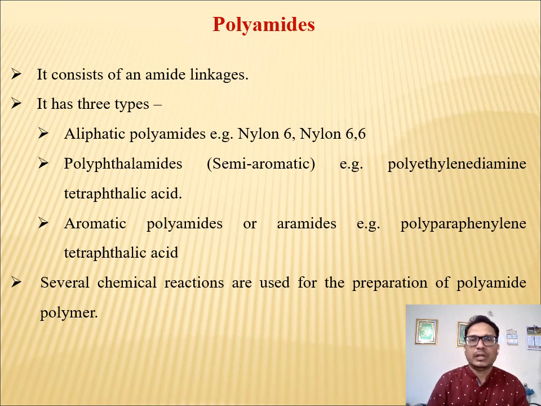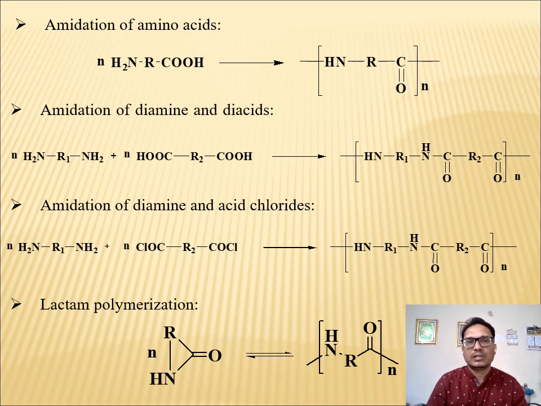The next polymer is polyamide, and it consists of amide linkages. It has three types. The first type is aliphatic polyamides. Second is polyphthalamides, which are also called semi-aromatic polyamides. The third type is aromatic polyamides, also called aramids. Several chemical reactions are used for the preparation of these polyamide polymers. The first method is amidation of amino acids.